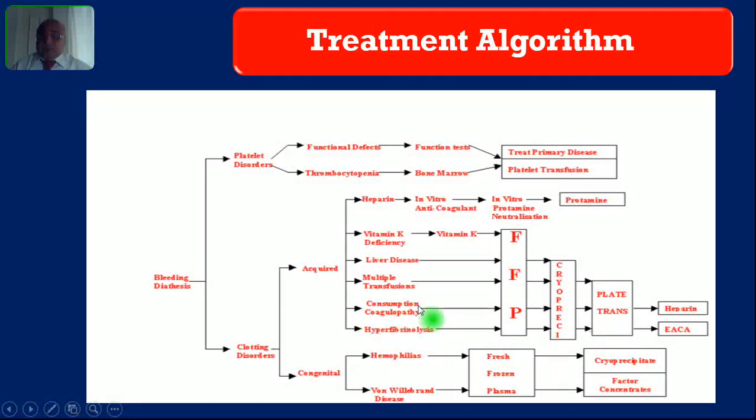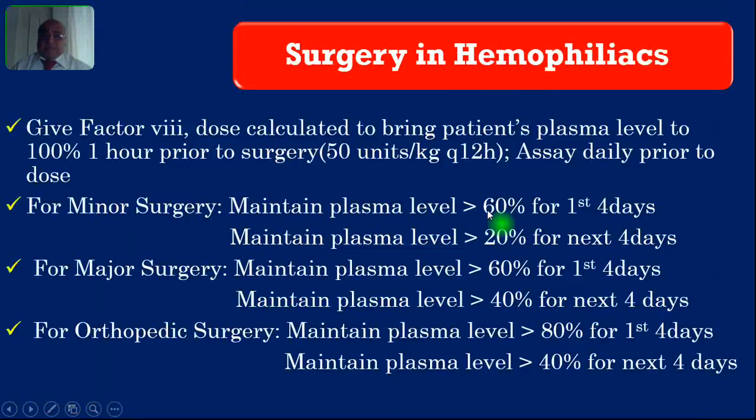If it is consumption coagulopathy or DIC, you can give FFP, cryoprecipitate, platelet concentrate, and the role of heparin is controversial. If it is hyperfibrinolysis, you can give FFP, cryoprecipitate, platelet concentrate and EACA.